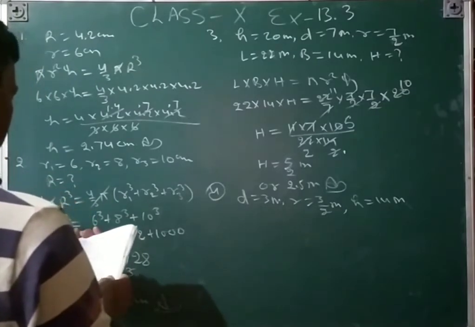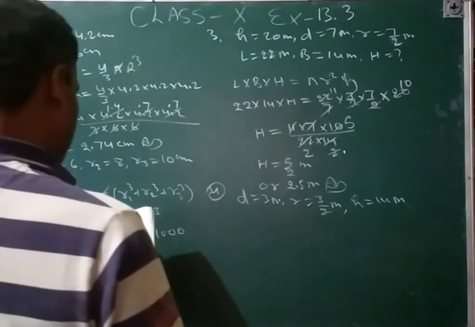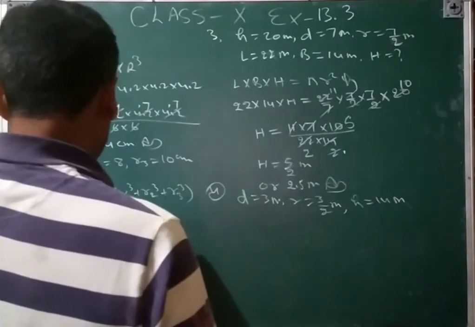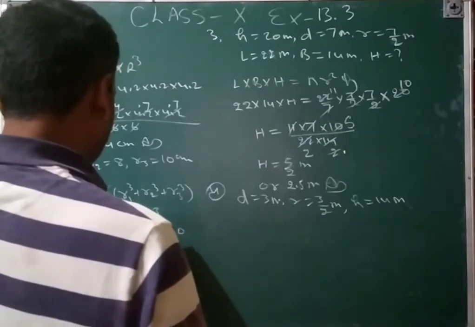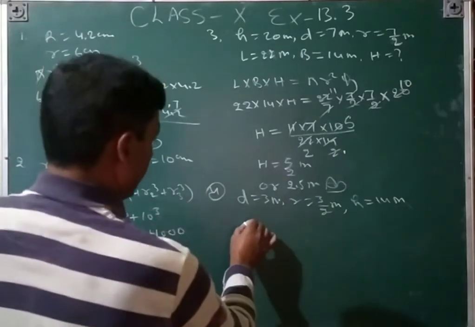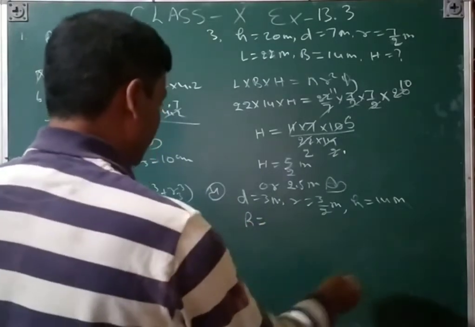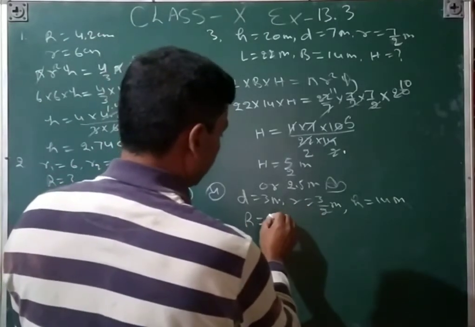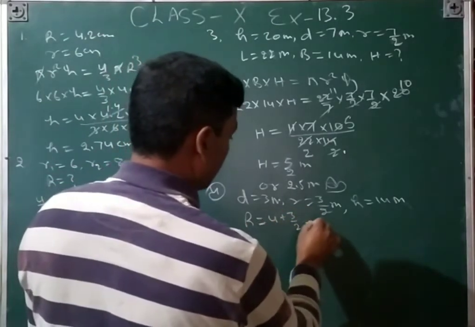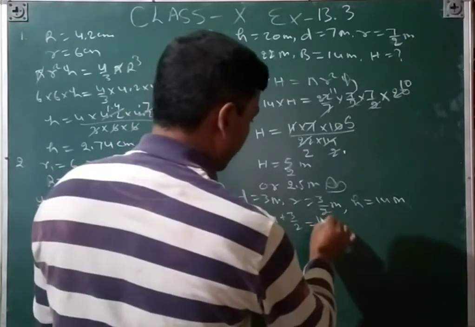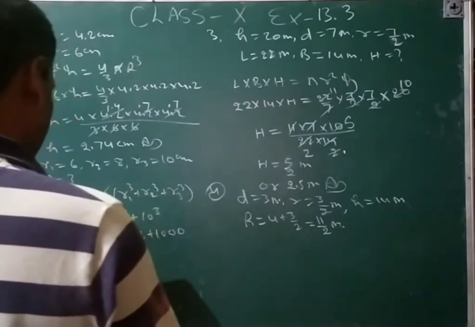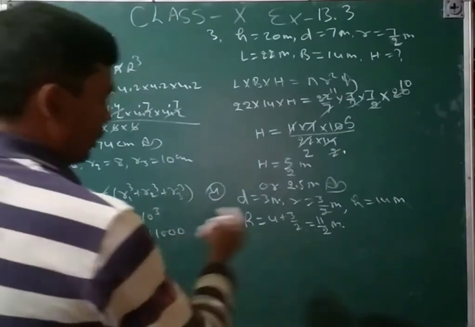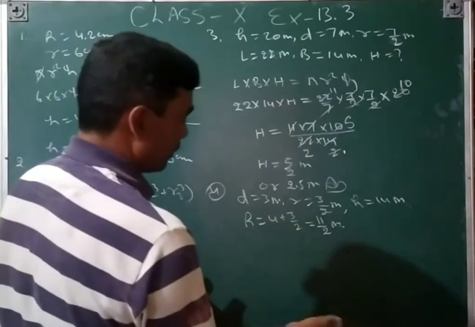The earth taken out of it has been spread evenly around it in the shape of a circular ring of width 4 meter to form an embankment. Now the outer radius will be 4 plus 3 upon 2, that is 11 upon 2 meter. Find the height of the embankment. The embankment will also be cylindrical.